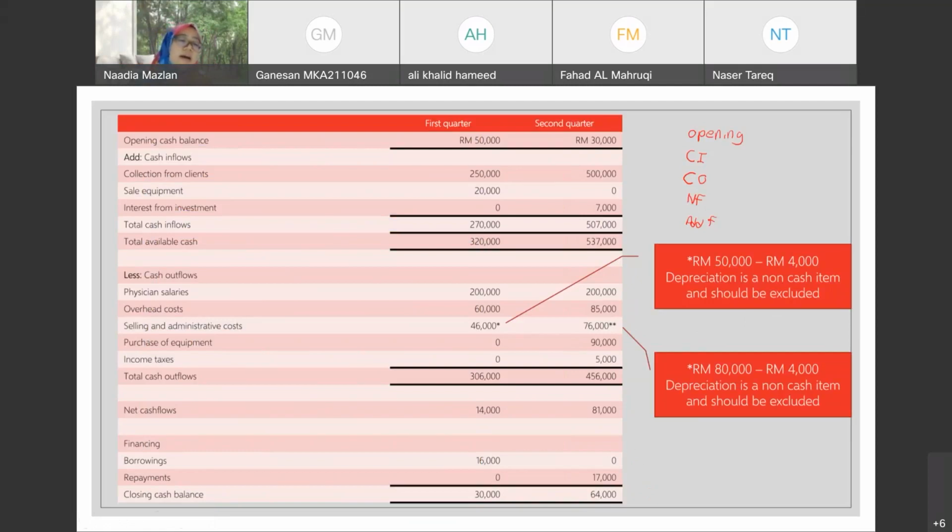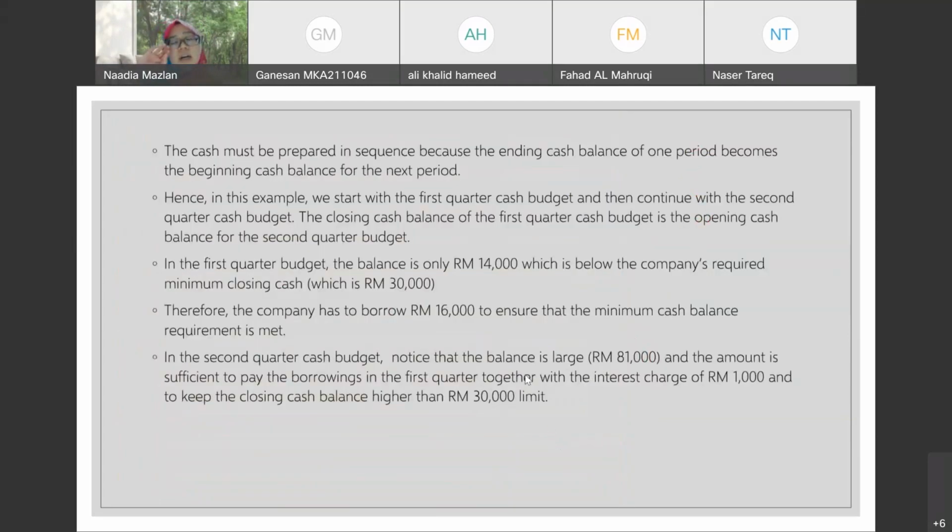Any questions so far? No. All right, good. If no questions, this is some of the summary. The cash budget must be prepared in sequence. Go down, because the ending cash balance of one period becomes the beginning cash balance for the next period. That's why we start with the first quarter cash budget, then only continue with the second quarter, because the closing cash balance of the first quarter is the opening cash balance of the second.